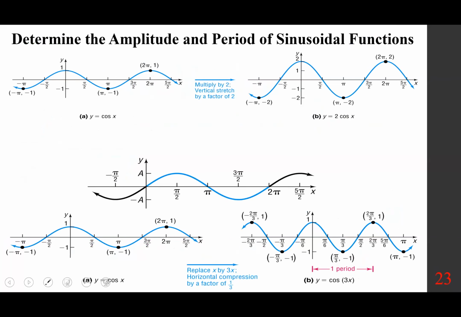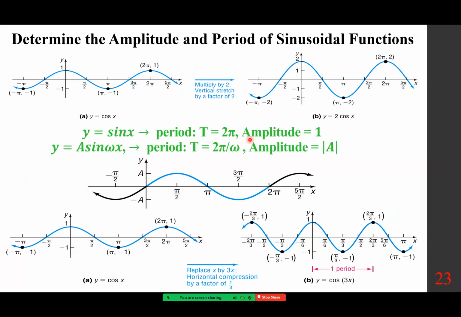Also, in general, when y is sine x, the period is 2 pi, the amplitude is 1. And again, the same thing goes for cosine. When y is a sine omega x, the period is T equals 2 pi over omega, and the amplitude is the absolute value of a.